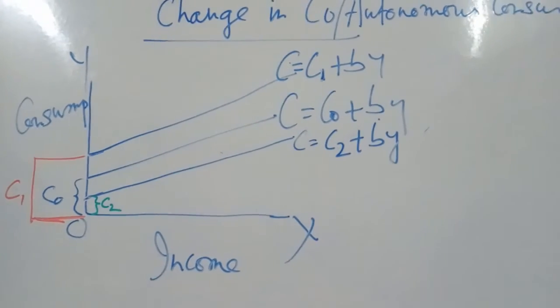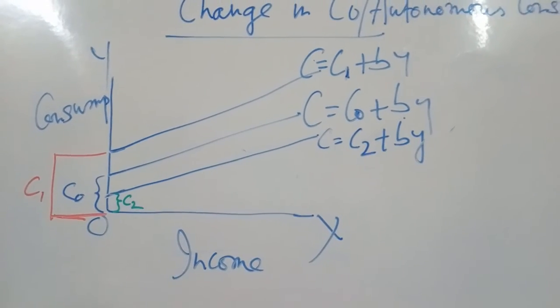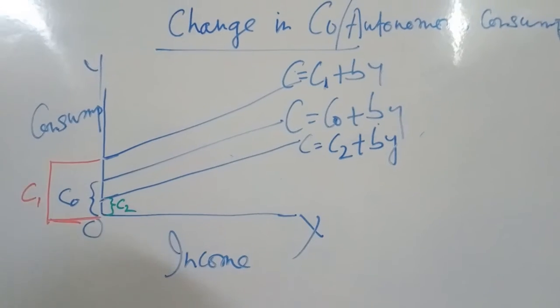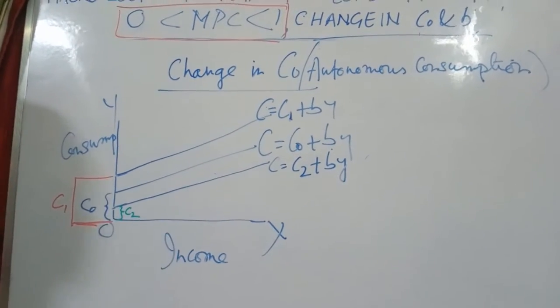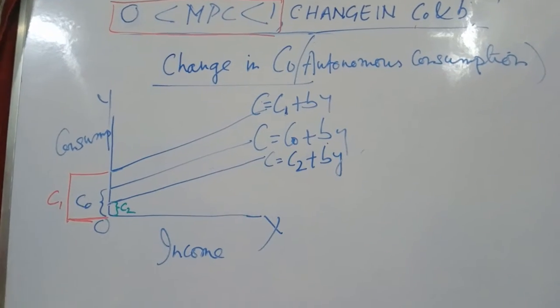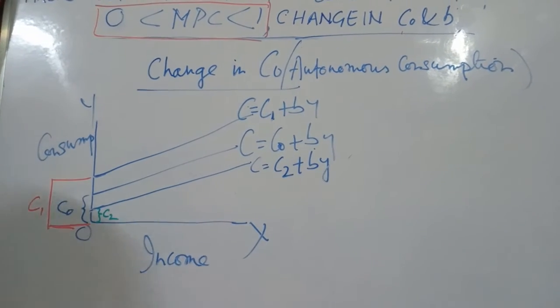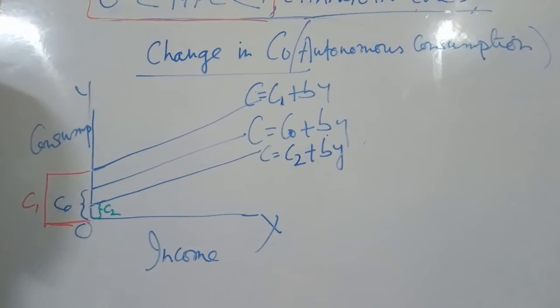That means as autonomous consumption changes without any change in income and marginal propensity to consume, that is B, then the consumption line will shift parallelly either upward or downward depending upon whether the autonomous consumption is increasing or decreasing. Correct? Yeah.